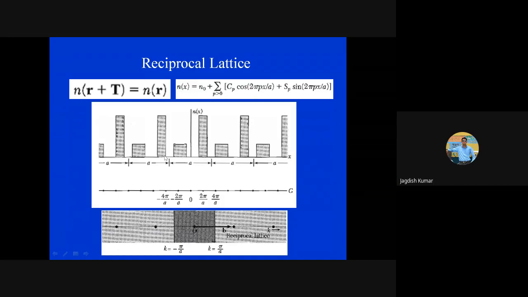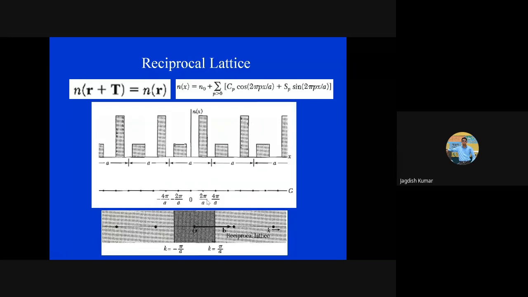So the collection of points which are repeating themselves by a separation A is called the real space lattice. Similarly, there will be a corresponding reciprocal lattice, which will be telling you the terms which have to appear in the Fourier series on the right hand side. And this is a lattice with periodicity of 2 pi by a. If a is the periodicity in real space, in reciprocal space the periodicity is going to be 2 pi by a.